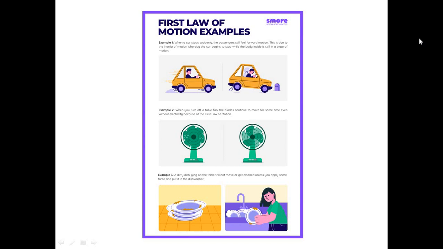Another example is the table fan. When you turn off a table fan, the blades continue to move for some time even without electricity. It is because of Newton's first law of motion, and it happens because of the inertia force only.